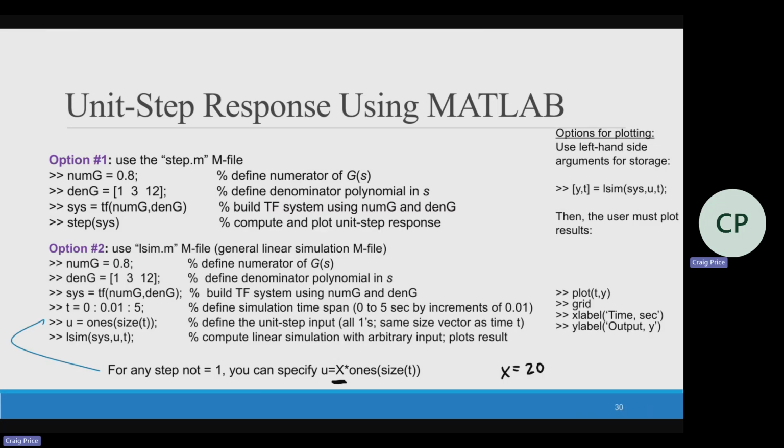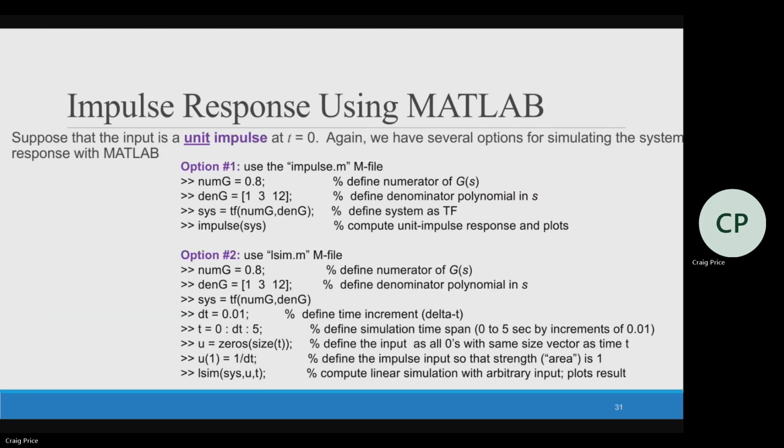If you use that, there's the graph. Yeah. So we have 2 different ways to run a step. This one's a little bit nicer because you can specify the length of time. You can specify the size or magnitude of the input. And there's other things you can do. You can do a unit impulse. You can do a larger impulse.